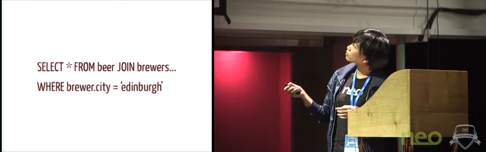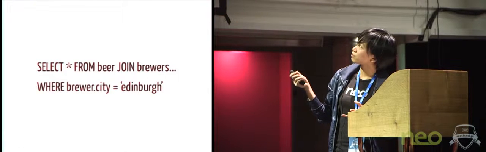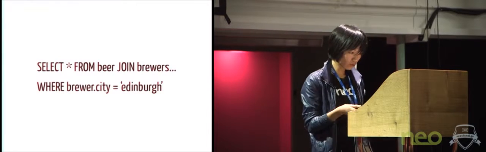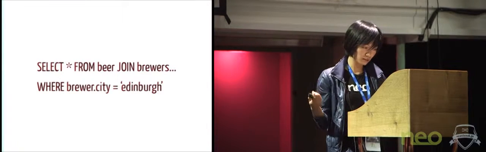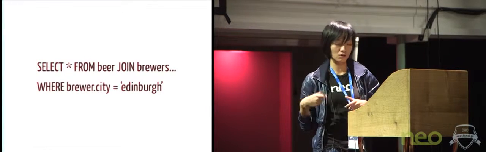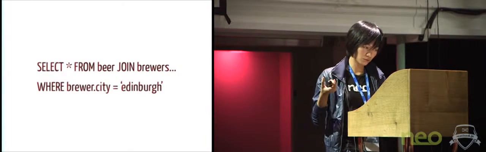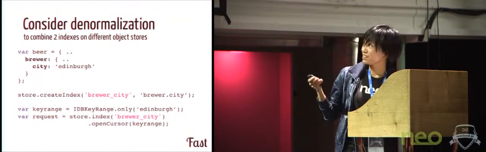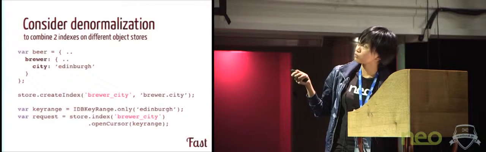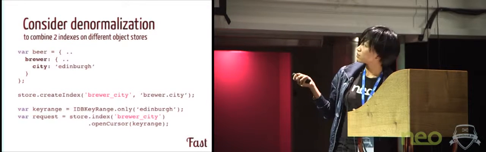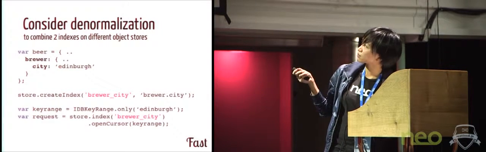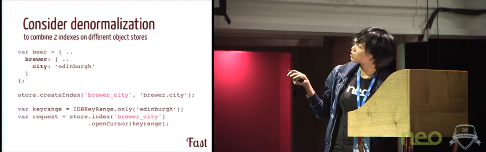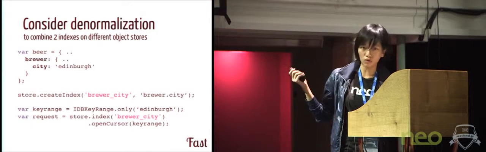Another example for this: select beer from all the brewers from Edinburgh. So if you normalize this into a beer object store and a brewers object store, it means that you have to do the join manually. But if it's possible, you can actually put the brewer inside the beer and create an index on the city property using the nested key path here, and then you can just select it in one go.